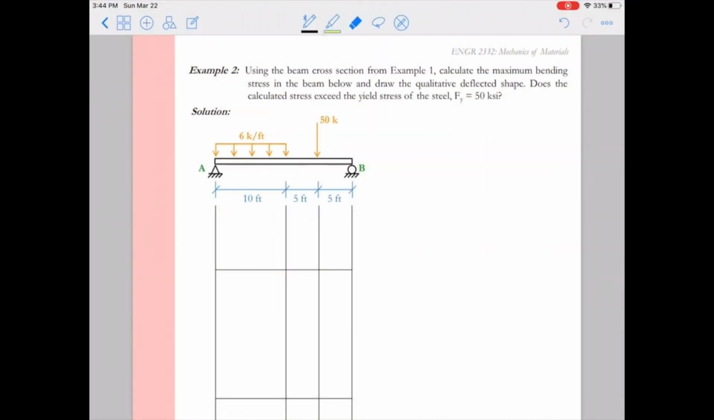I'm enjoying all this analysis stuff on beams and figuring out bending stress. I hope you are too. Let's get to example 2 and see if we can put all this together.